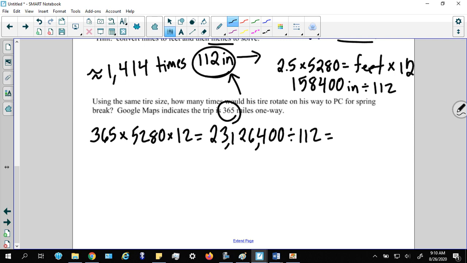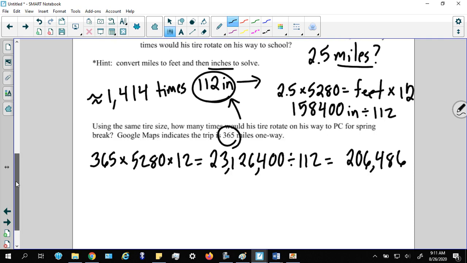So the wheels on John's car go round and round 206,486 times, rounding. So that's how you apply tire size to everyday situations.